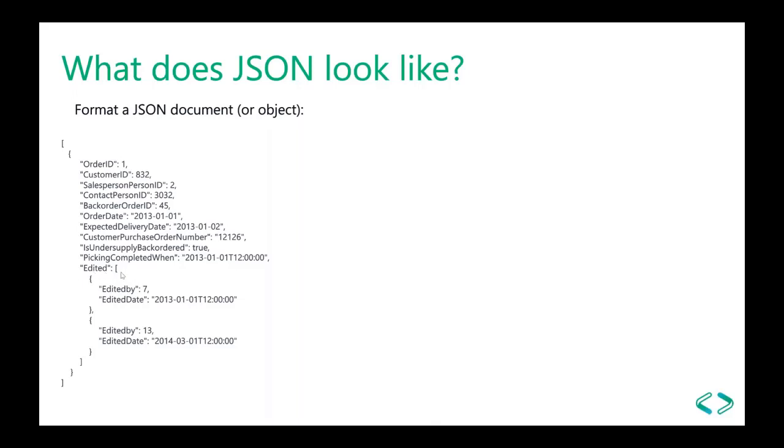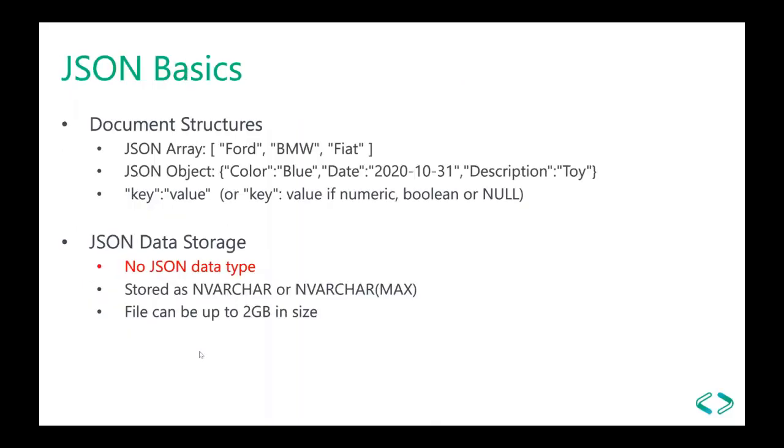So here we have edited as a field. This field contains an array, and the array contains a list of comma delimited objects, not only two to save space. Here someone recorded that it was edited by maybe employee ID 7 and edited date, edited by 13 and edited date.